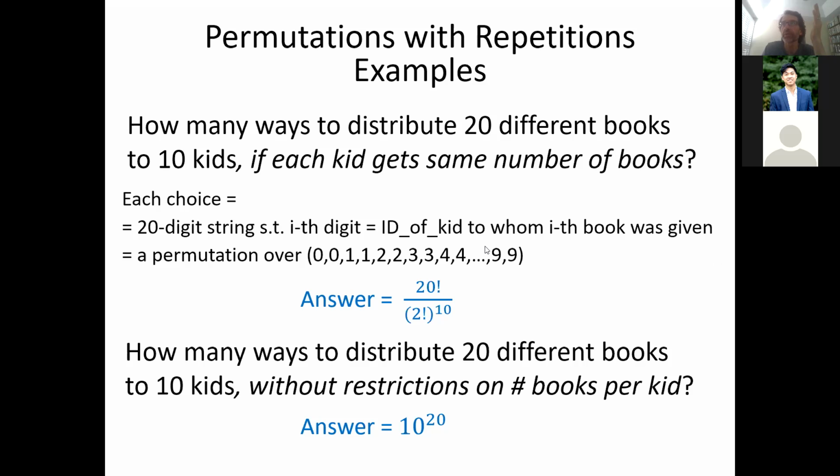Because if I permute 20 books, and I say the first 2 go to the first kid, the second 2 to the second kid, when I permute 20 books and give the first 2 to kid A, the second pair to kid B, third pair to kid C, etc., I overcount, right? Because the inner permutations of which book became first and which second does not matter. Both of them go to kid A.